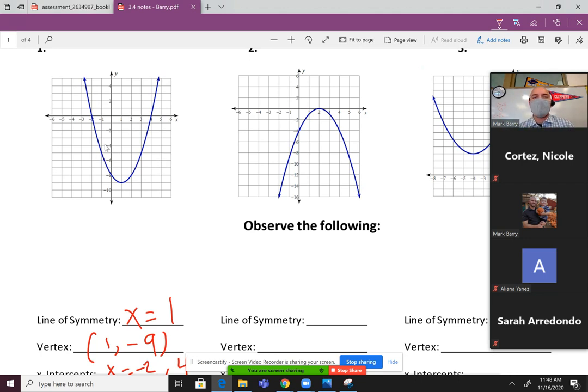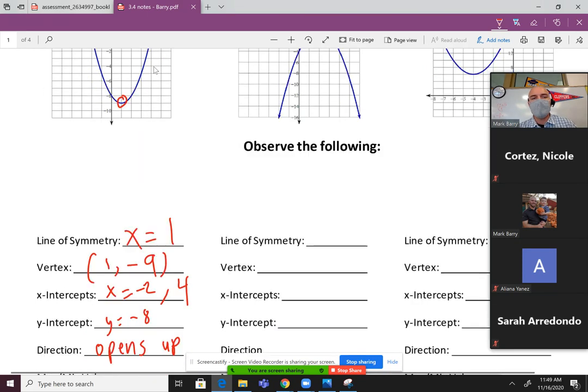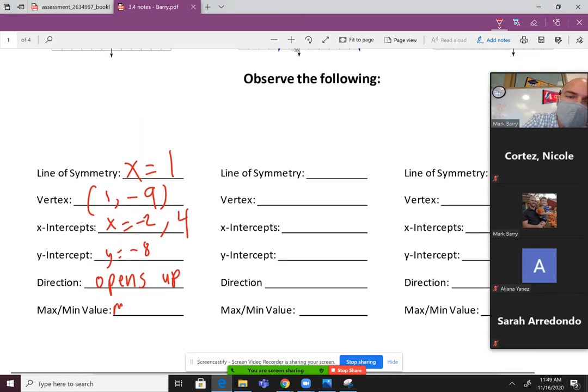I'm going to argue that this one has a minimum value. If you look at low to high, these arrows mean that this graph goes up forever, so it has no maximum value. It keeps going up and up and up. But the graph never gets lower than the vertex right there, correct? That's the lowest point on the graph. So I'm going to say here that it's a min value, a minimum value.